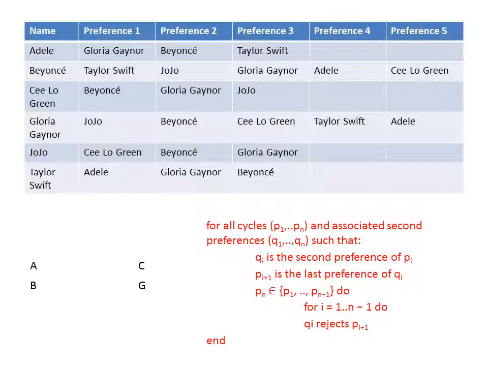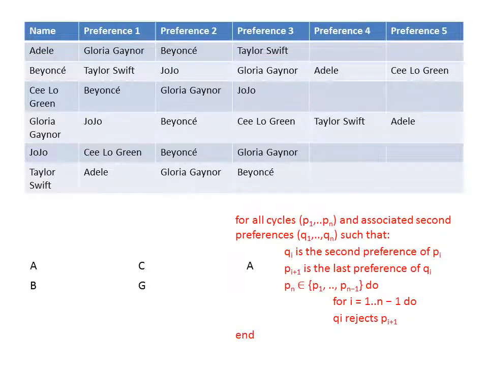CeeLo Green, being in the row of P, looks at his second preference, which is of course at this point Gloria Gaynor. So down in the Q row we put G for Gloria Gaynor. Now it's Gloria Gaynor's turn. What is her last preference, as she is a Q, and a Q must always find the last preference? Well, it's Adele. So Adele goes up the top. But this is an important point, because we now have a cycle, because along the top row, the P's, we have a repetition.